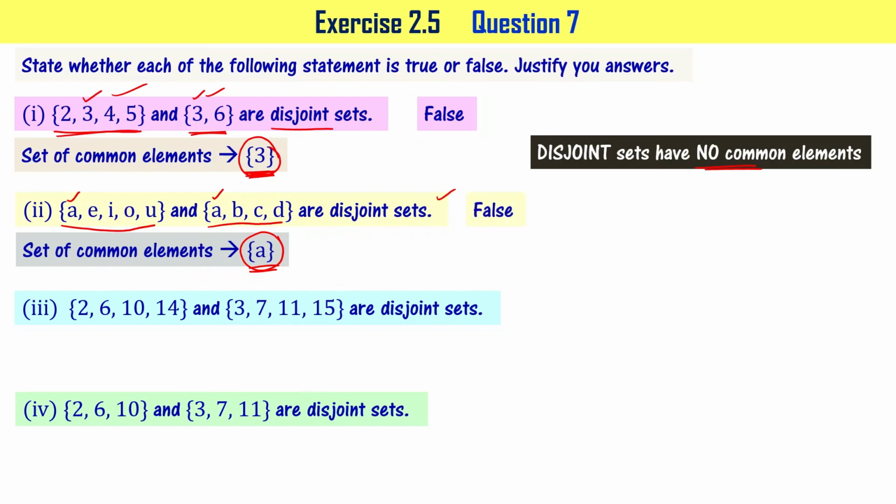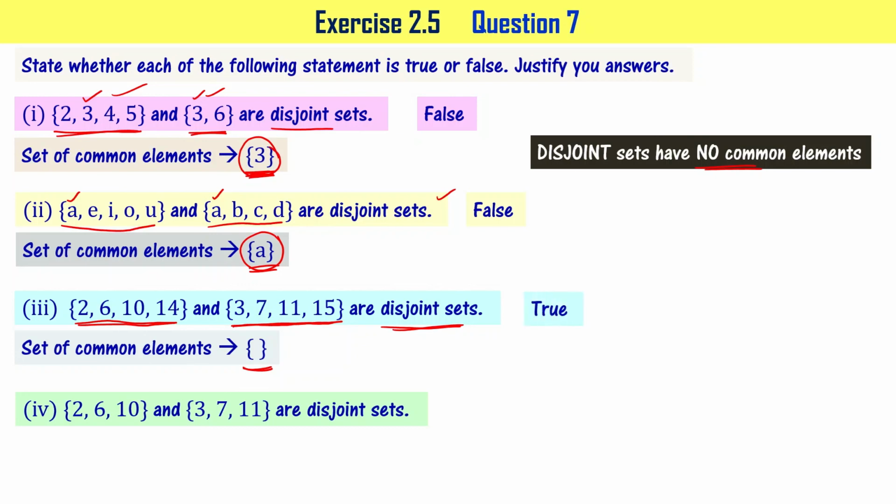Now let's go to the third problem. The first set has elements 2, 6, 10 and 14. The second set has elements 3, 7, 11 and 15. These are all even numbers and these are all odd numbers. So the set of common elements is a null set. That's why we can say that these two sets are disjoint sets. That's why the given statement is true.